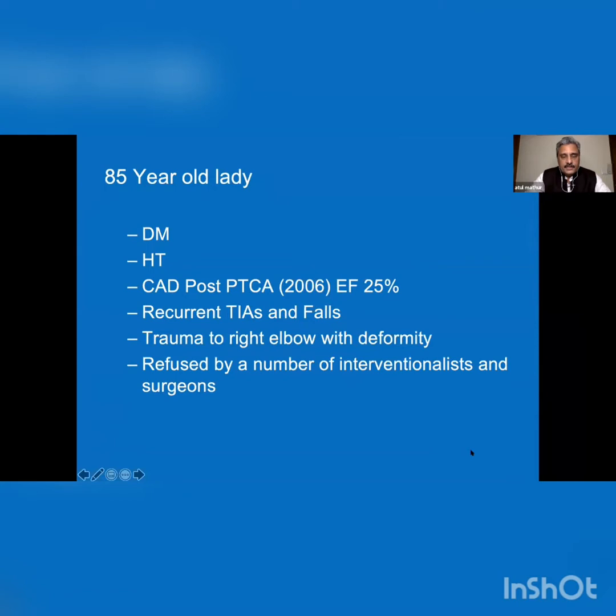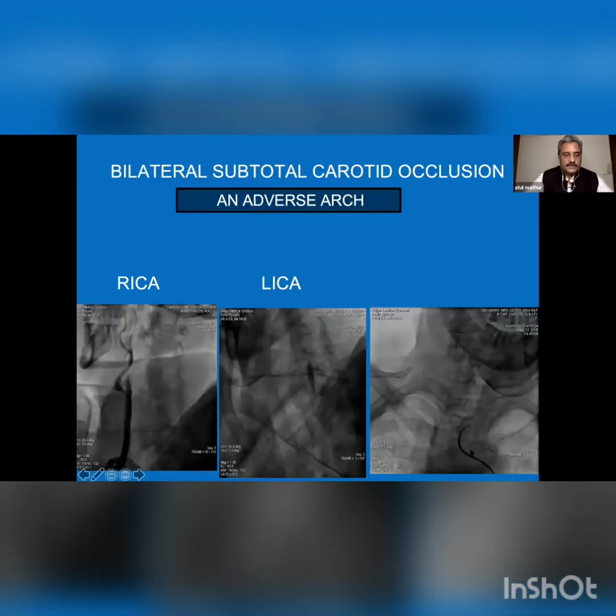There was a significant history of trauma, a fracture to the right elbow in the last year, which led to a permanent deformity of the right elbow. She was evaluated as having bilateral carotid stenosis and poor LV function, and she was seen by several interventionists and several vascular surgeons, and they all refused due to the very challenging anatomy this patient had. So this is a picture of this lady.